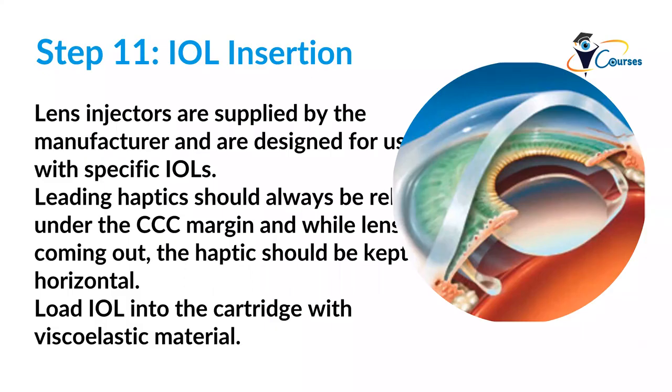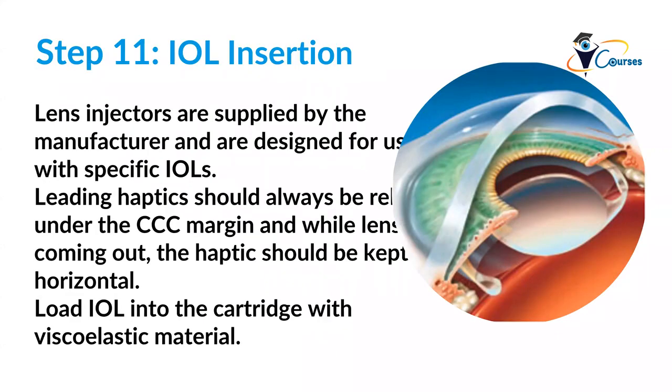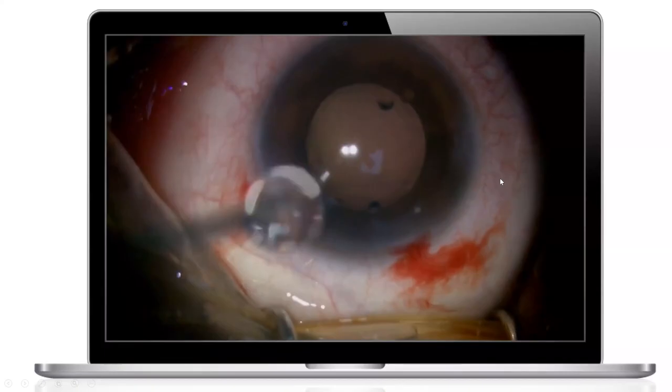Okay. After removing the cortex, now we are ready for implanting our intraocular lens. We can use an injector like that. In the past, implantation forceps were used to fold the intraocular lens and implant it. Nowadays, most lenses can be implanted with an injector. So you just place the intraocular lens within the injector and implant it into the anterior chamber with the bevel down like that. So let's see.